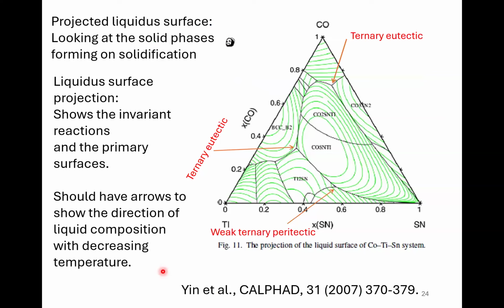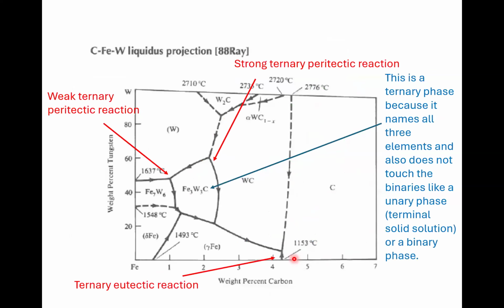Very nice and useful. And once you know what's happening, you can also pick out some of the invariant reactions from the shape. So you've got a ternary eutectic there, a ternary eutectic there, and a weak ternary peritectic there. And you might think, well, what are they? Don't worry, I'm going to tell you.